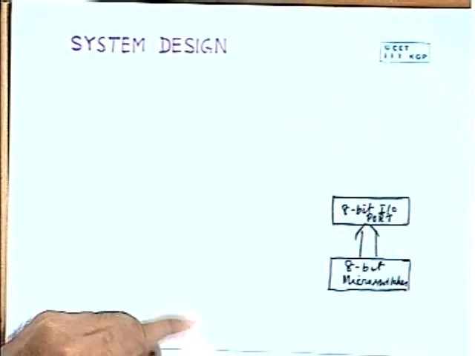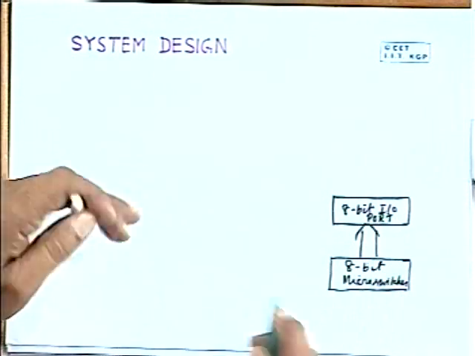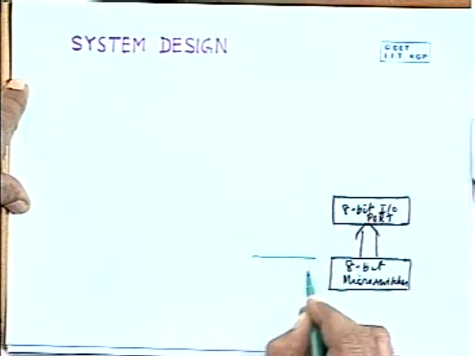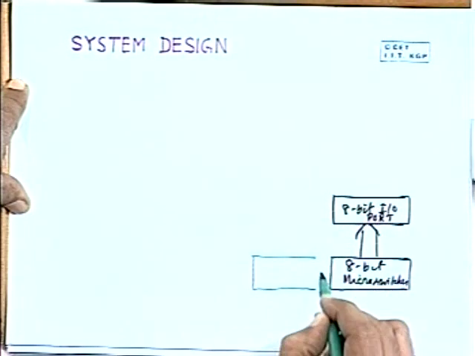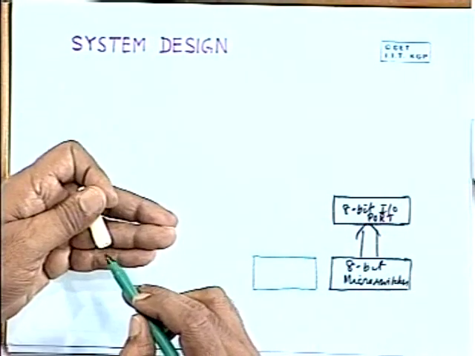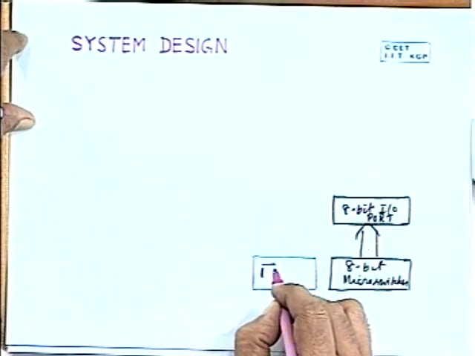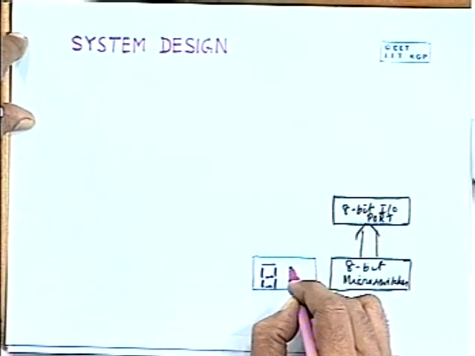Then the next subsystem that will be required is the display. You have to display the temperature of the water bath, and to display the temperature, as I have told, you have to use two 7-segment displays, and two 7-segment LED displays are to be used.